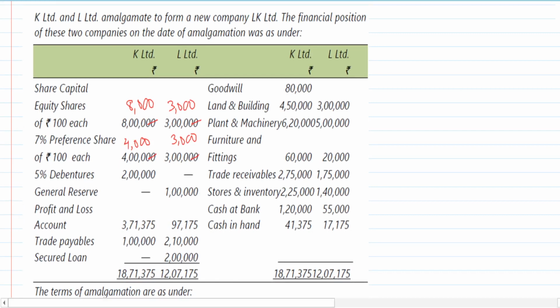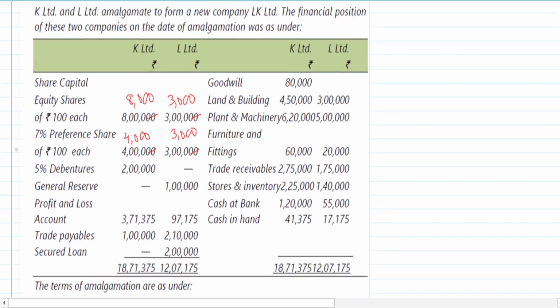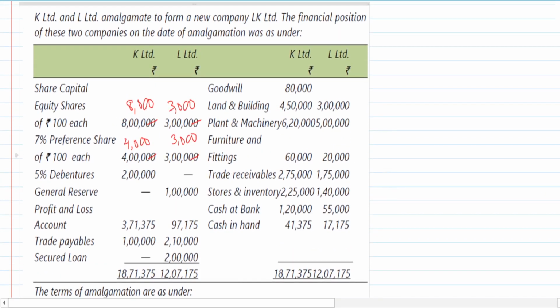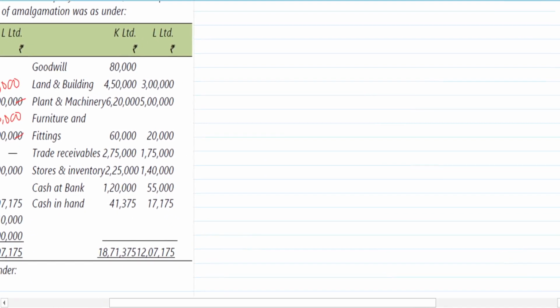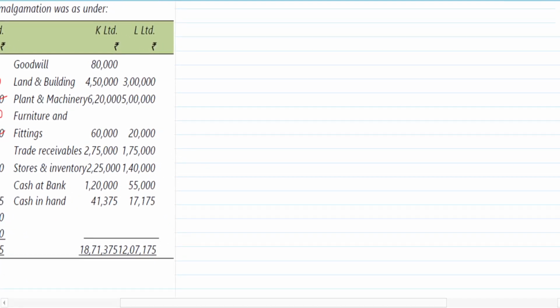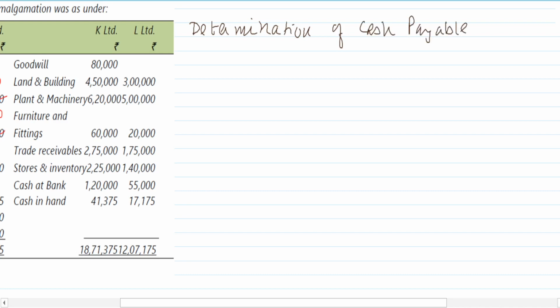So the important working note that we have to really prepare over here is with respect to the cash that we will have to pay. So we work out what is the intrinsic value, and based on that, find out what is the cash that will be payable. We say determination of cash payable to equity shareholders.